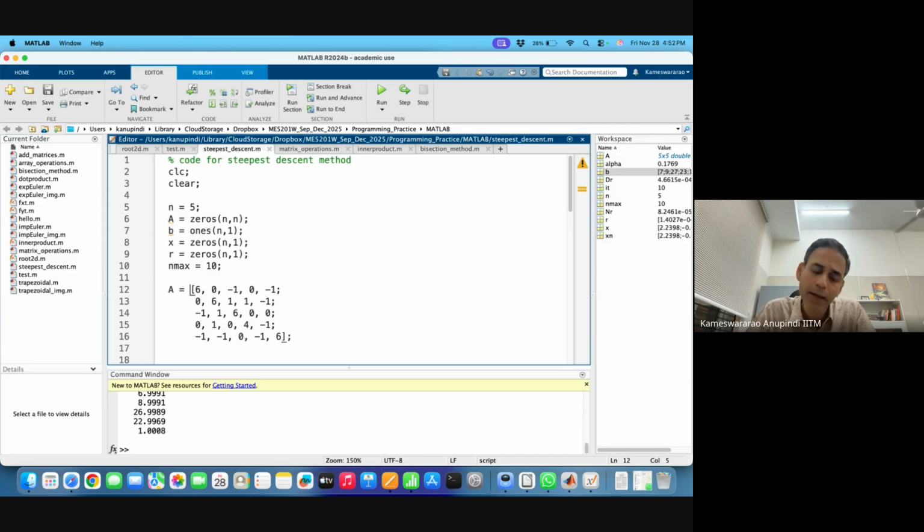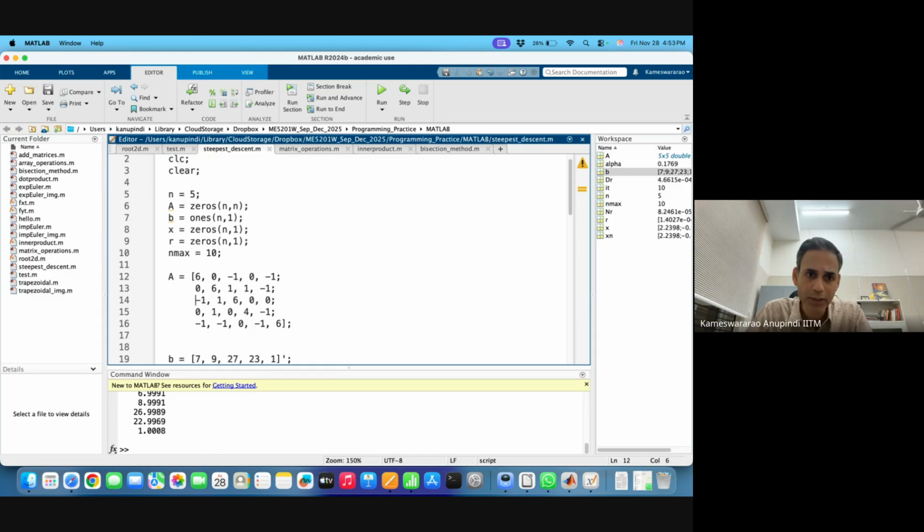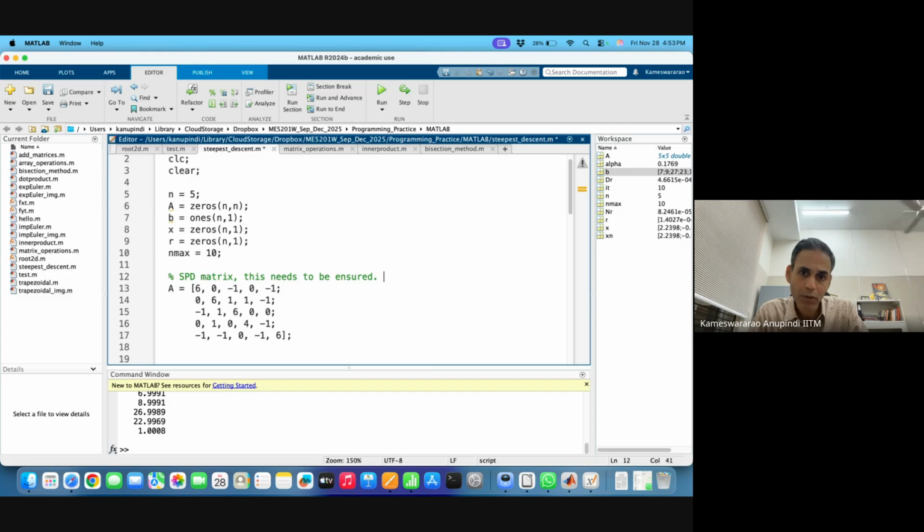I have given a 5 by 5 matrix whose rows are 6, 0, minus 1, 0, minus 1; 0, 6, 1, 1, minus 1; minus 1, 1, 6, 0, 0; and then 0, 1, 0, 4, minus 1; minus 1, minus 1, 0, minus 1, 6. This is the 5 by 5 matrix, and we know that this is a symmetric positive definite matrix. This needs to be ensured for the steepest descent method to work. Otherwise it's not going to work.